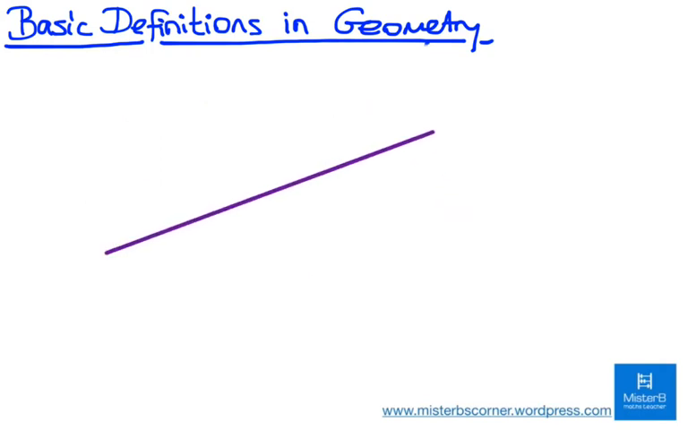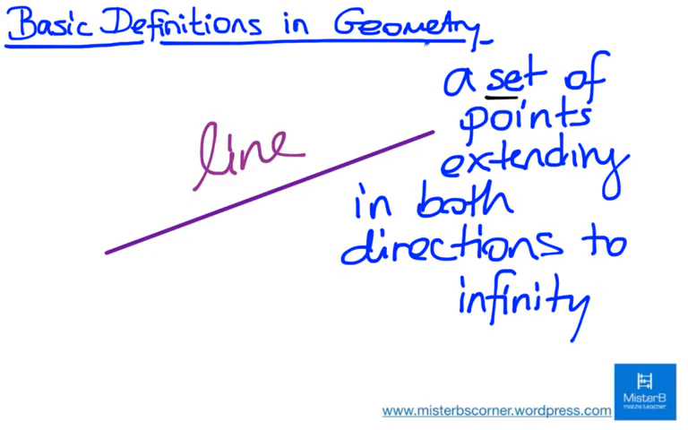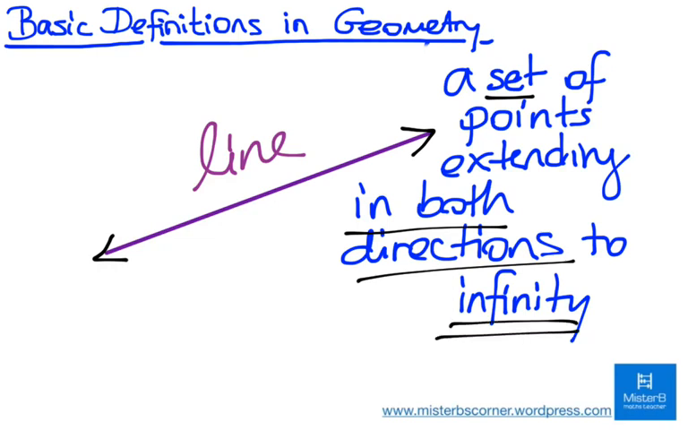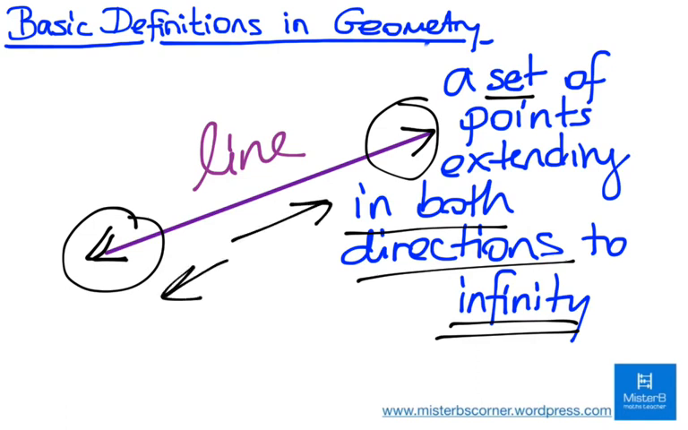Now let's consider a line. A line is a set of points, a group of points, extending in both directions. So it's this way, and it's a straight set of points. And it goes up to infinity. That's why we're putting those arrows here, to show that you can't stop drawing this line, because it extends up to infinity in both directions. Right? So this is a line. So obviously there are infinitely many points on a line.